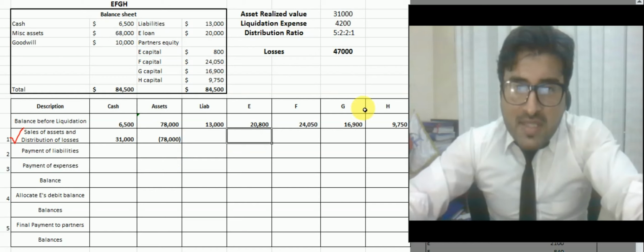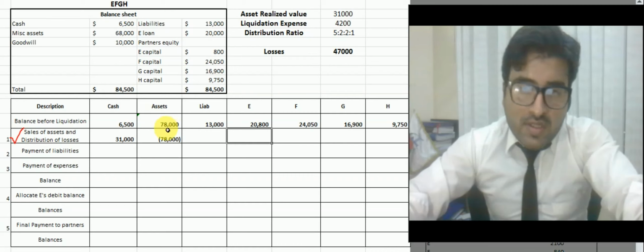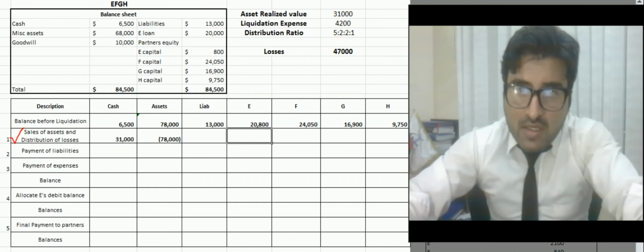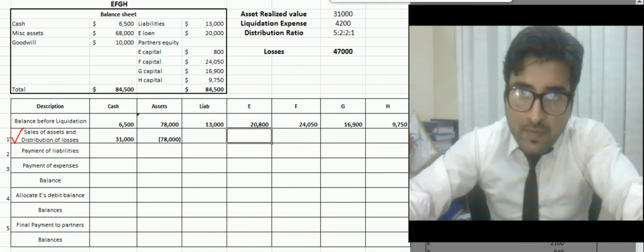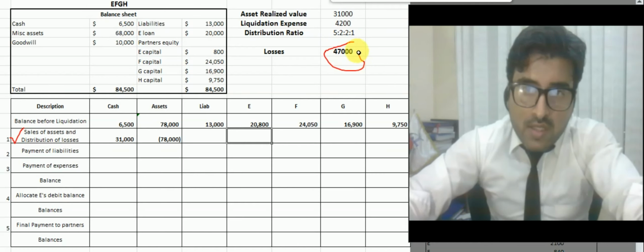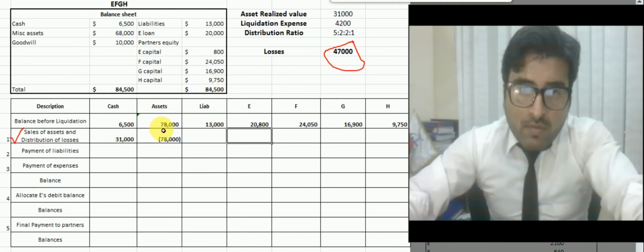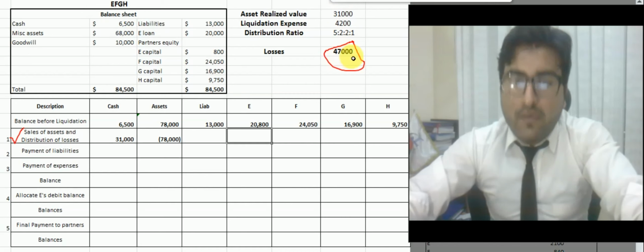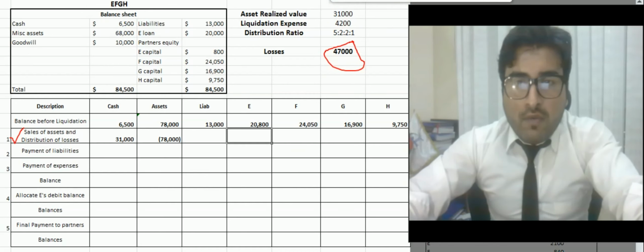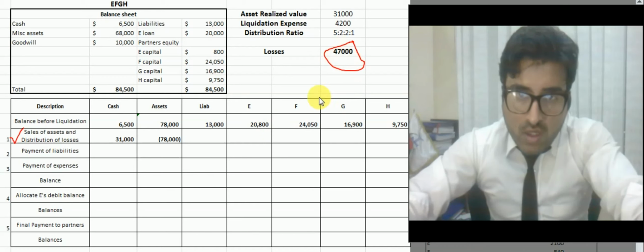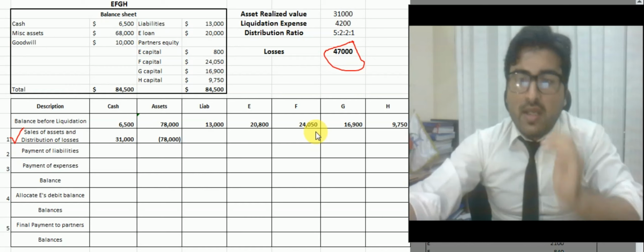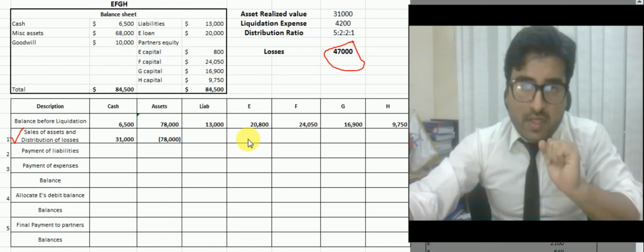Now how much is the loss here? Easy. If you are selling 78,000 worth of assets for cash of 31,000, it means we have a loss. How is it coming? From the assets subtract 31,000, we have 47,000 loss. Now you have to distribute this loss over these partners. It means each and every partner must share in this total amount of loss.